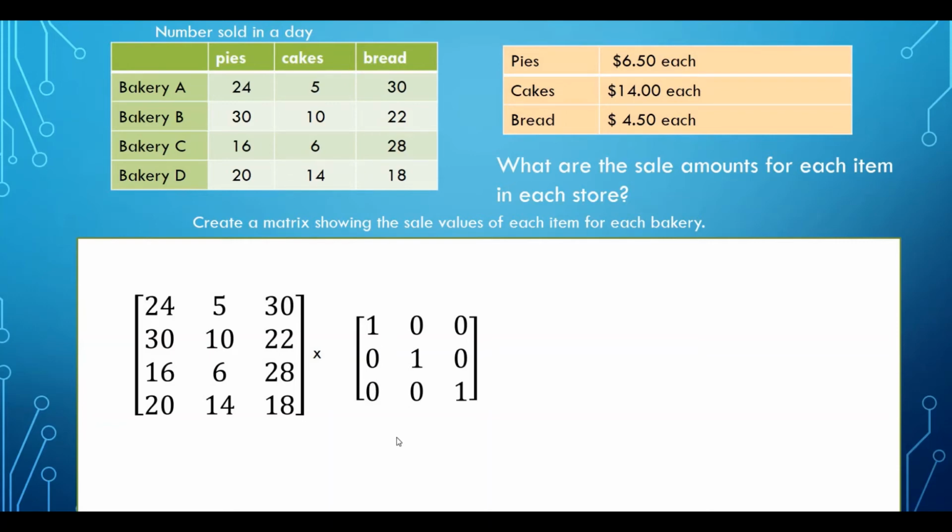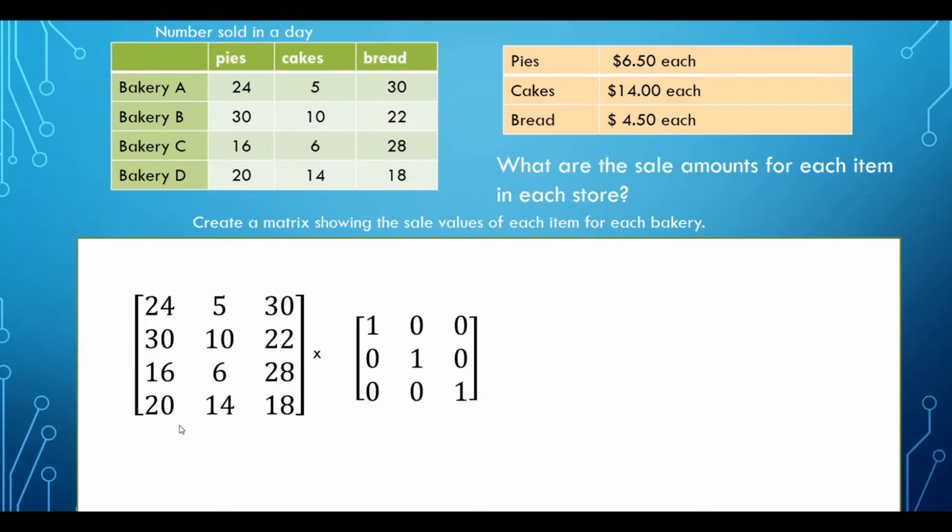The same occurs when I'm multiplying by my second column. So if I'm multiplying my first row by my second column, the 24 and the 30 are multiplied by the 0, and it's only the 5 that's going to be multiplied by the 1. This is why it stays the same. Same again when I'm multiplying by my third column. The first two values will be multiplied by 0 in each row, and only the 18 or the 28 or the 22 or the 30 will be multiplied by 1.